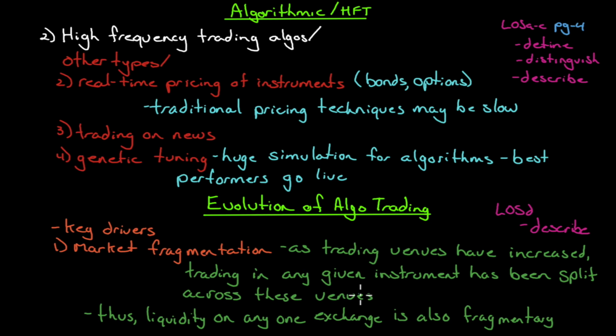You've got price and you've got liquidity. But if you have to take that and spread it over 12, 13, 14, 15, 20, 30 different venues from different exchanges and ATSs, alternative trading systems, the liquidity in any one may not be sufficient. So you have to find a way to say, well, I used to be able to send my order just to one place. Now I have to break it up and send it to all these little places. Well, you need an algorithm to do that efficiently. So if volume is split across these venues, liquidity on any one exchange is also fragmentary.